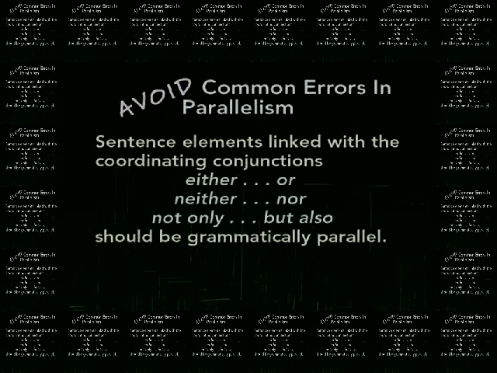Sentence elements linked with the coordinating conjunctions either or, neither nor, and not only but also should be grammatically parallel. Now, you remember that conjunctions are words, usually short words, that link other things in the sentence. Sometimes they can link words, sometimes phrases, sometimes clauses. One particular type of conjunction is the coordinating conjunction, which actually consists of two words. The two words in a coordinating conjunction are always used together to link different parts of the sentence. And when coordinating conjunctions are used, what follows each of those words should be grammatically parallel.